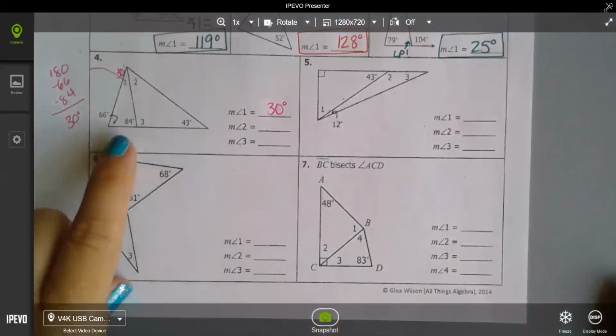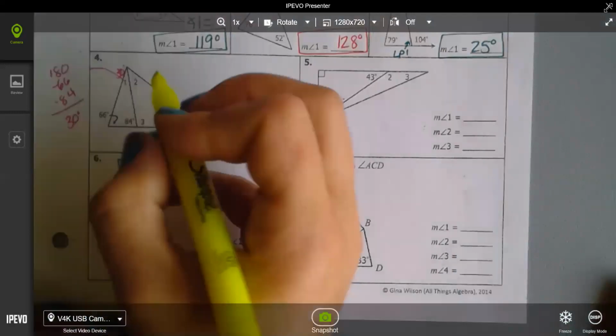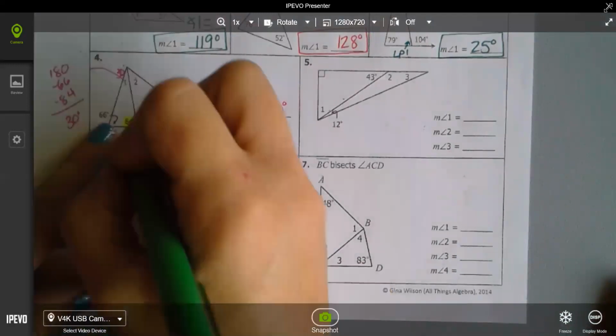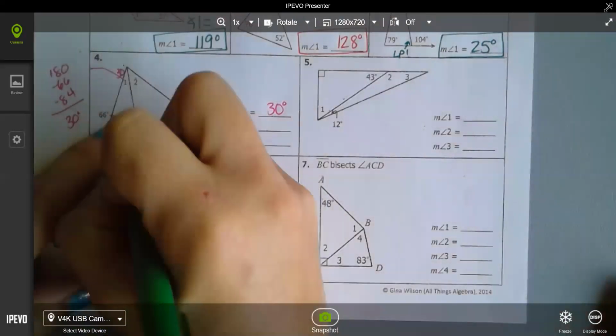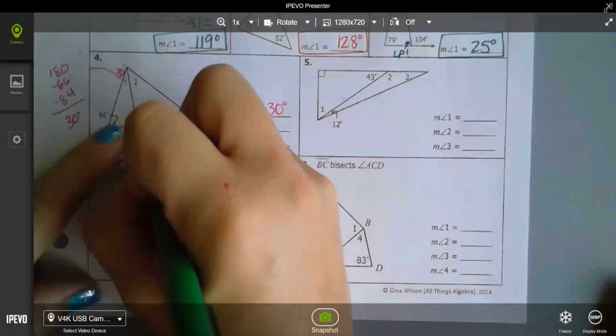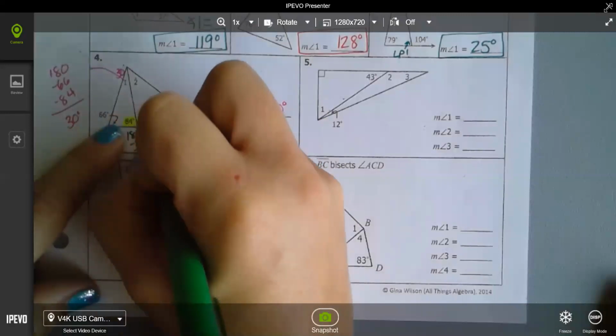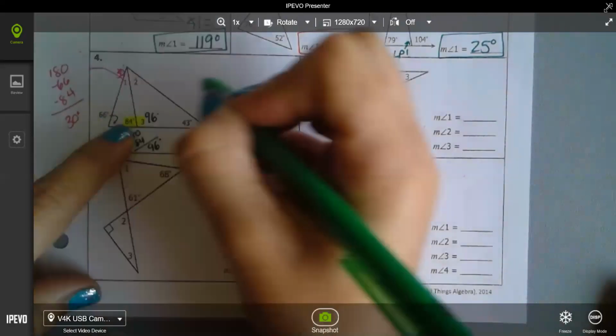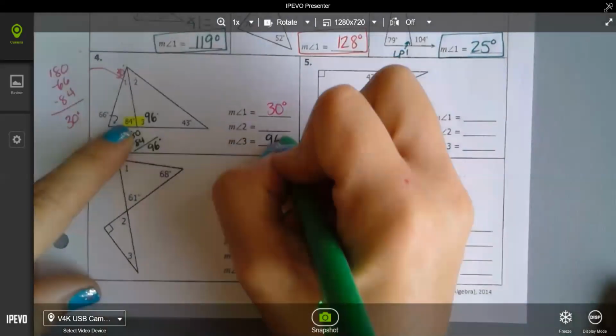Okay, let's see, what else am I seeing? Ooh, right here, this is a linear pair. Those two should add up to 180 degrees. So that means that I can do 180, subtract off the 84, and that's going to leave me with 96 degrees. So angle 3 is 96 degrees.